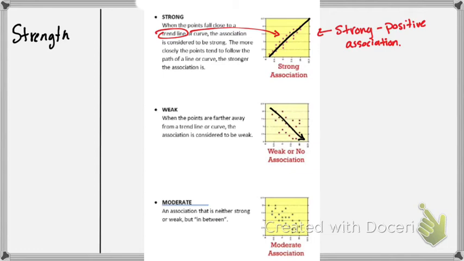The last type of strength is moderate, and the association is neither strong nor weak, but in between. So here we can see that it goes down, right? And here it's a moderate association. The difference between moderate and weak is, let's look at this, if you had another point that was over here, then it would be weak, because this point just changes everything because it's further away from that line.